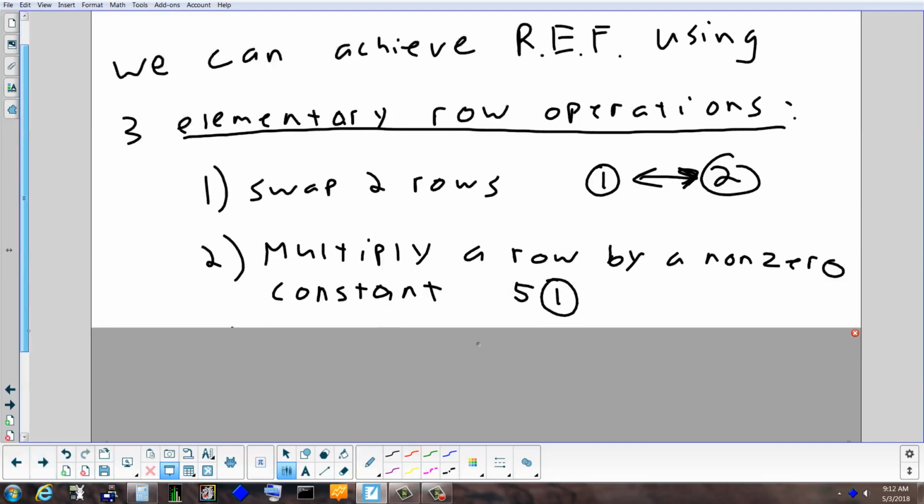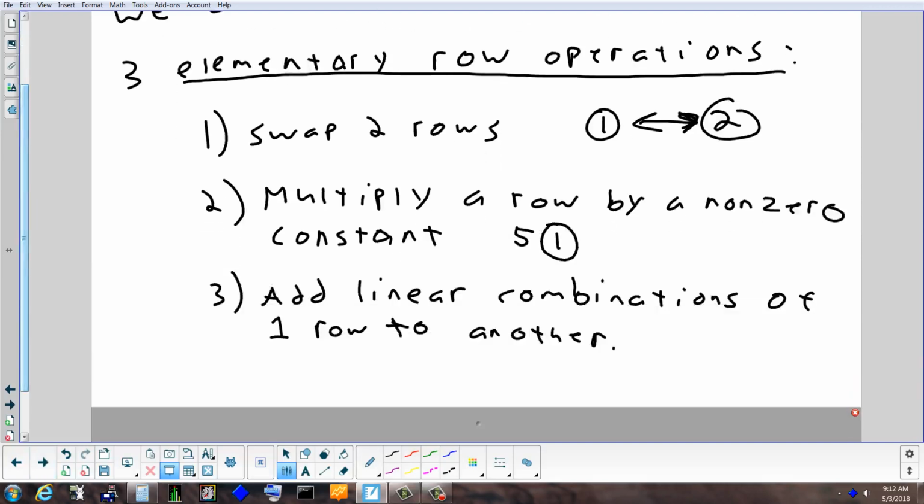Okay. And the last thing you're allowed to do is to add one row to another row. That's something we also did yesterday. So we did something like row 1 plus row 2. Or maybe we did something like 2 times row 1 added to row 3. Okay, those are the only 3 things that you are allowed to do that will not affect the answer to a system of equations.